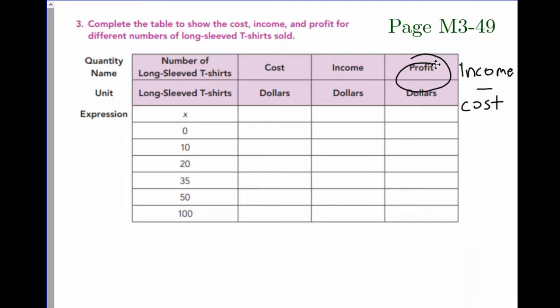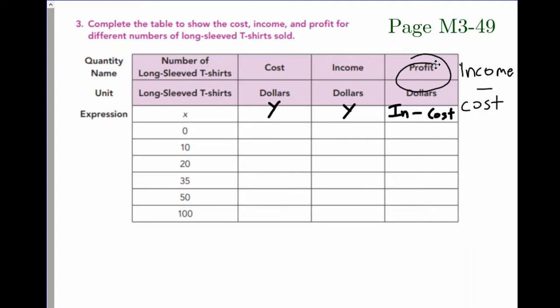Okay? So the first one is just defining the variables in the expression. It says the number of shirts is X. Then the cost and the income, we said those were both Y when we set it up. So these are both Y's in our expression. And our profit is, like we said, income minus cost. I'm just going to say income minus cost.